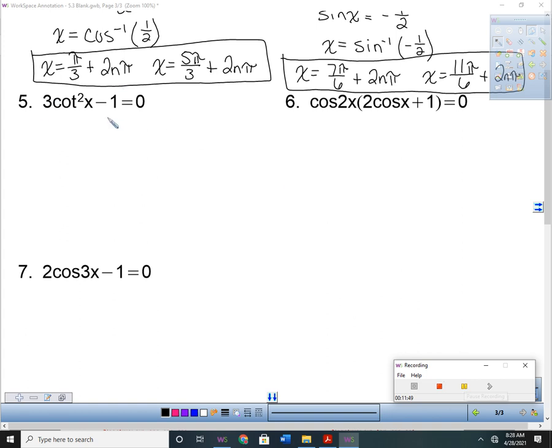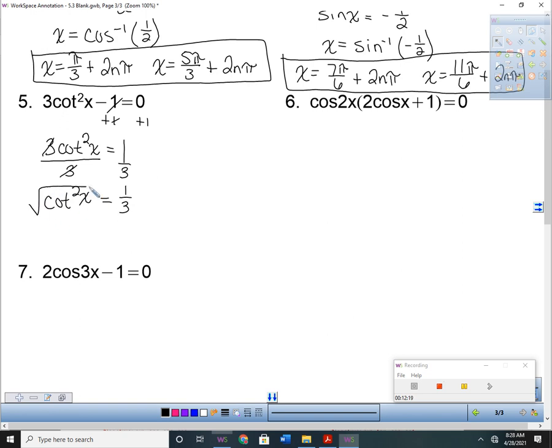So to solve for cotangent, I'm going to add 1. So I have 3 times the cotangent squared of x is equal to 1. I'm going to divide by 3. So I have cotangent squared x is equal to 1 over 3. Then I'm going to take the square root, and we're not going to forget that when we square root, we have to do the positive and negative root of that. So I end up with cotangent of x is equal to plus or minus the square root of 1/3.